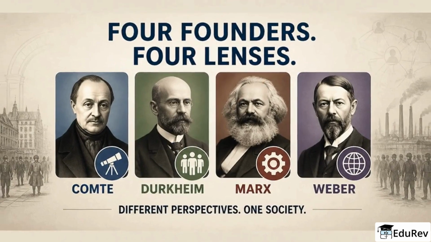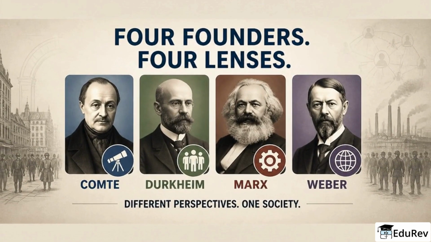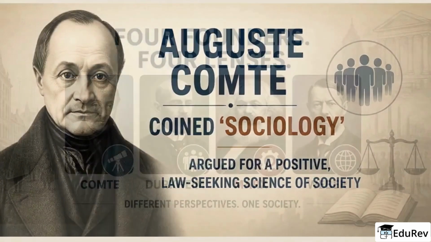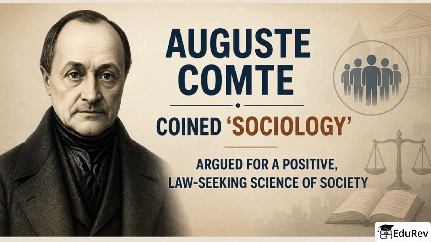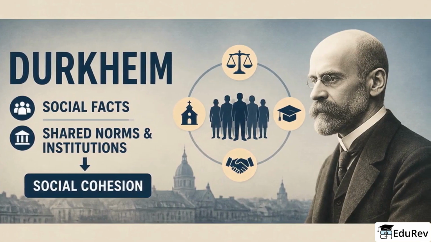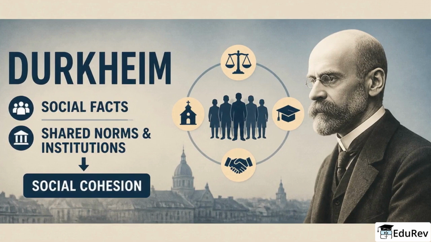Let me introduce the founders in a simple way. Comte, Durkheim, Marx, and Weber each gave a lens to look at society. Auguste Comte coined the word sociology and argued for a positive, law-seeking science of society. Emile Durkheim focused on social facts and how shared norms and institutions create social cohesion.